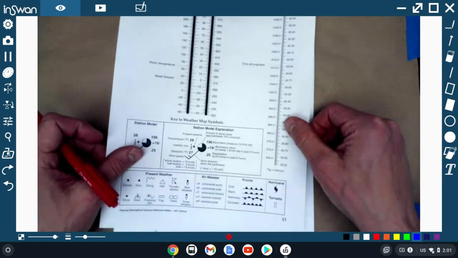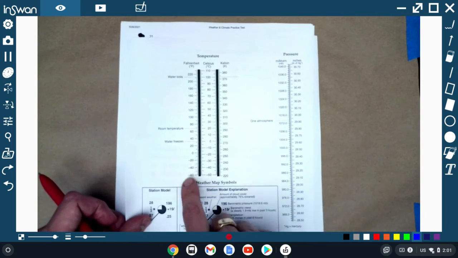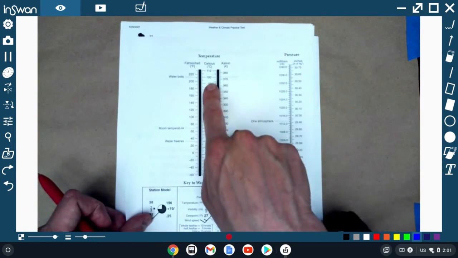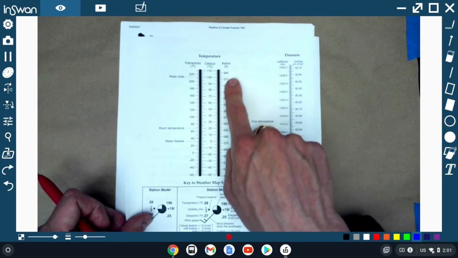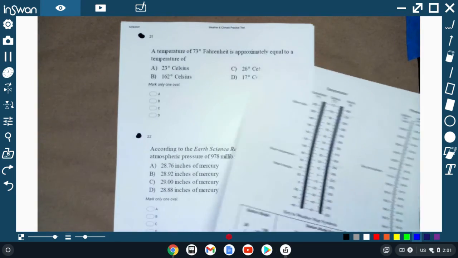If you go to page 13 here, here are our temperature scales. This tells you the temperature in Fahrenheit, and this tells you the temperature in Celsius. Now, we don't really use Kelvin, so we're not going to worry about that in this course. So we're at 73 degrees Fahrenheit.